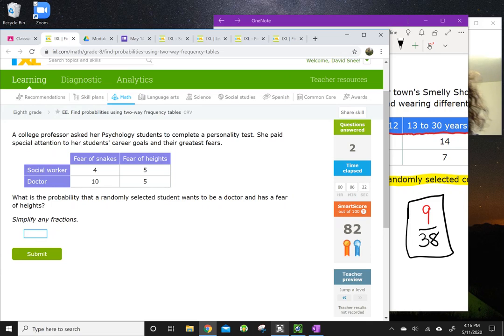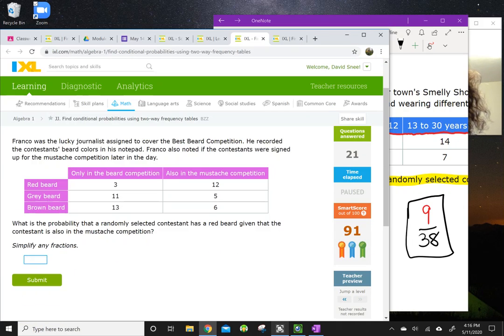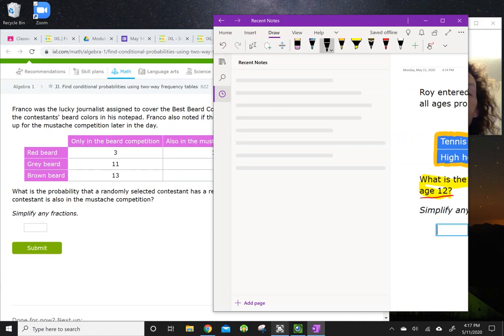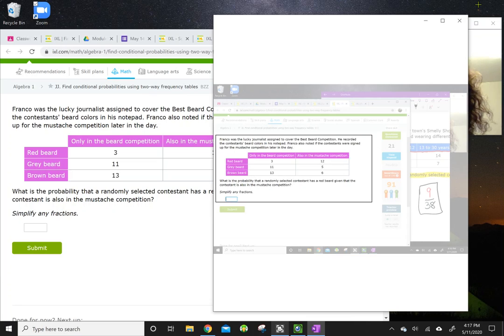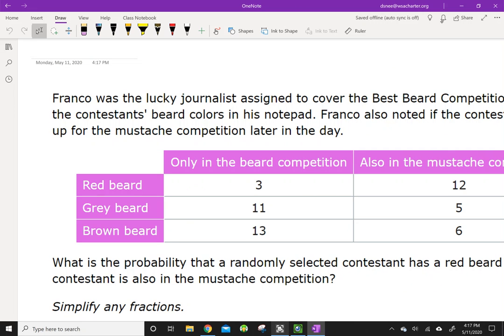All right, so we're gonna try and jump another level here and see if we get anything different. Okay, this is the exact same thing. So I'm going to try and go right here where I have a little bit more of a challenging problem. It kind of adds another element here, okay? Because now I've got 3 row headings. I've got red beards and gray beards and brown beards.